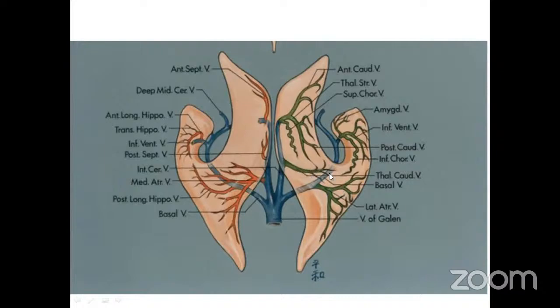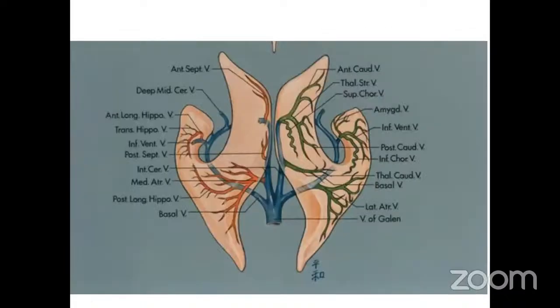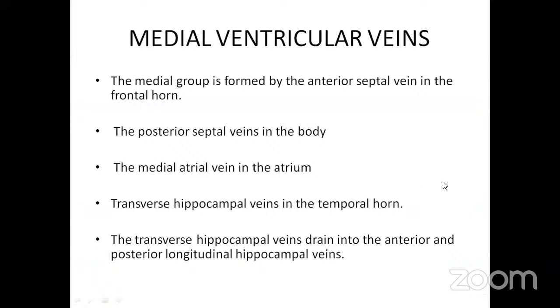The lateral atrial vein is present in the atrium, and the inferior ventricular vein and amygdala vein are present in the temporal horns. The medial ventricular veins are formed by the anterior septal vein in the frontal horn, the posterior septal veins in the body, the medial atrial vein in the atrium, and the transverse hippocampal veins in the temporal horn.